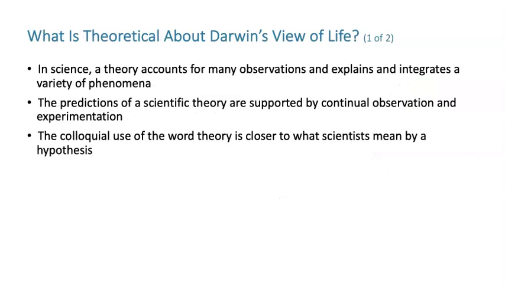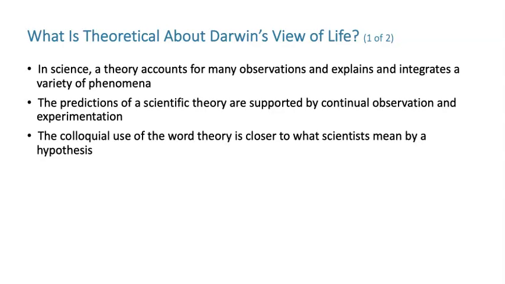So we use this term theory when we talk about Darwin's view of life, right? And I just want to remind you that in science, a theory accounts for many observations and explains and integrates a wide variety of phenomena. That's important. That's not how we casually use the term theory. Oh, that's just a theory, right? The way scientists use the word theory is that it's a broad explanation that incorporates many, many observations and has observational power. It also has predictive power.